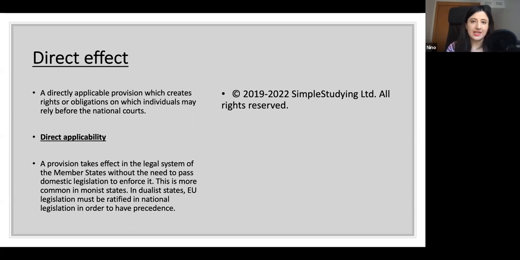In a dualist state, which requires national legislation for international law to be integrated into the national legal system, EU legislation must be ratified in national legislation in order to have precedence. And the UK is a dualist state, but after Brexit, EU law should not apply unless it was agreed in the Brexit deal that some parts of the EU law would still apply.